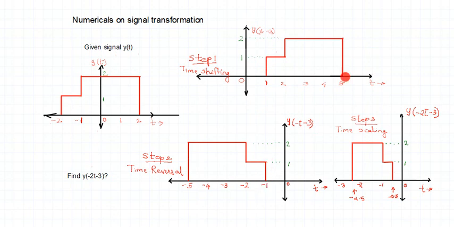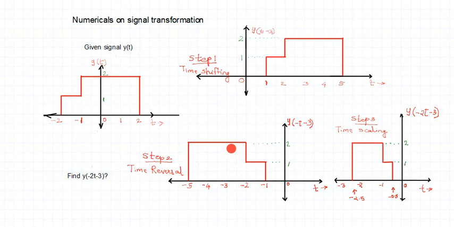At plus 5 the magnitude is 2. At minus 5 the magnitude is 2. At plus 2 the signal changes from 1 to 2. At minus 2 the signal changes from 1 to 2. So simply if you join the points you get the time reverse signal, right? You get your time reverse signal.